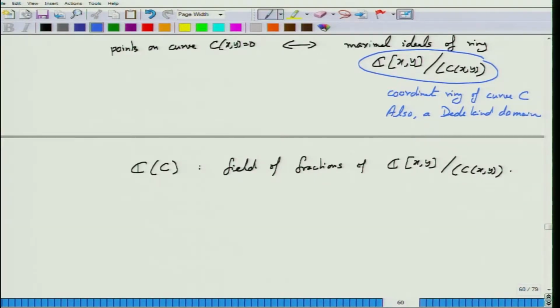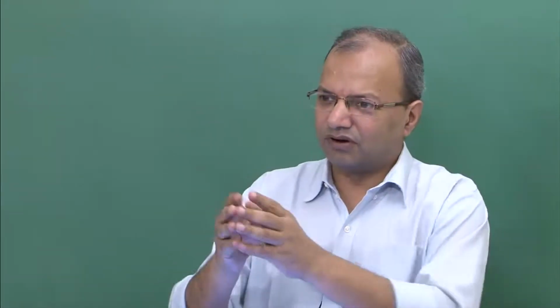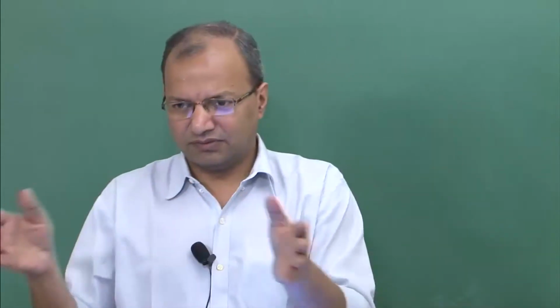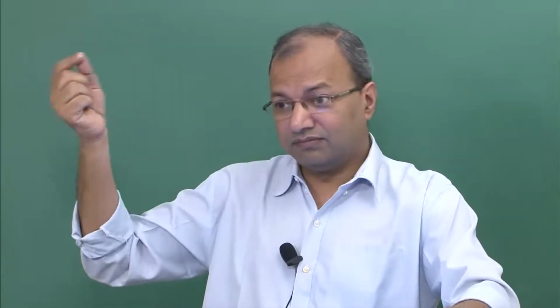Now, there is one more property it satisfies, that it is also a principal ideal domain, which means that every ideal in this ring is principal, which in turn means that every prime ideal is maximal. So, every ideal therefore in this ring can be written as a product of maximal ideals. Maximal ideals correspond to prime points.